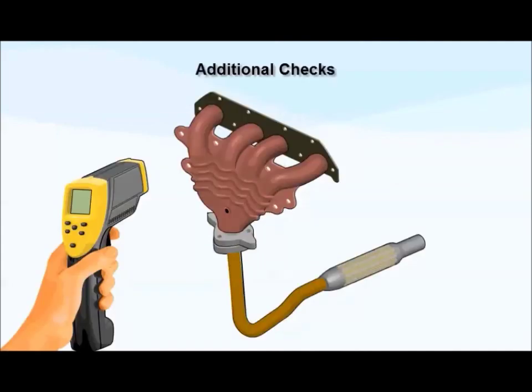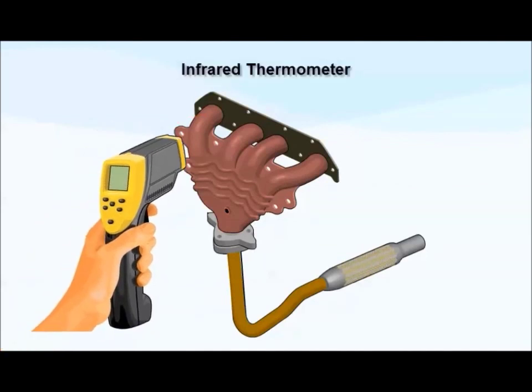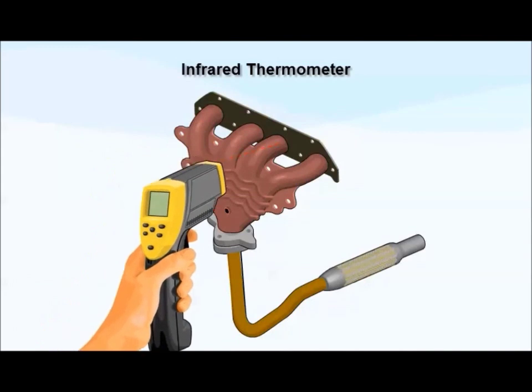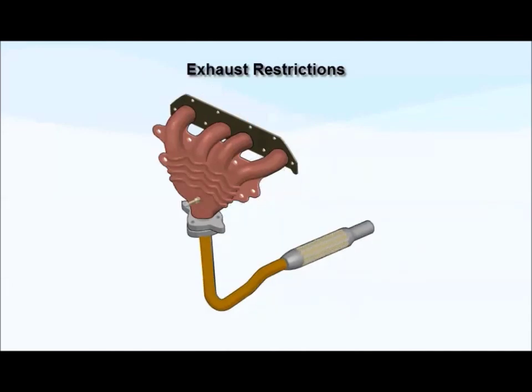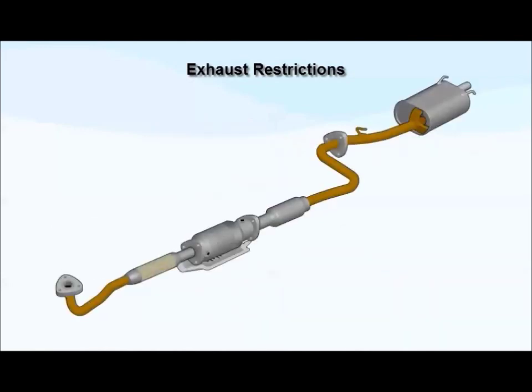A few additional external checks can identify engine problems. First, you can use an infrared thermometer to measure exhaust port temperatures. If this test indicates a significant temperature difference between cylinders, focus your troubleshooting on the cooler cylinder. If you suspect an exhaust restriction, removing the air-fuel ratio sensor provides an alternative path for the exhaust gases. If all the exhaust gases come out the sensor port, check the exhaust system for a blockage.